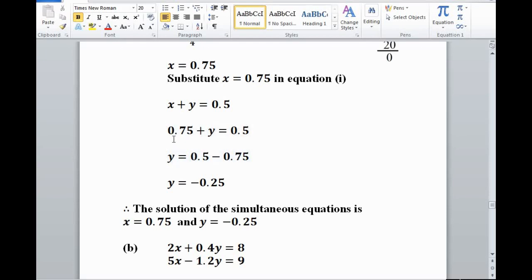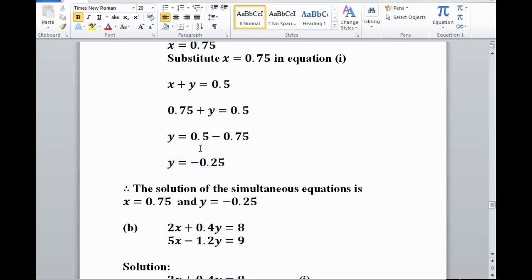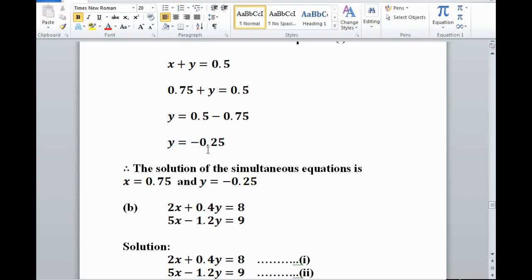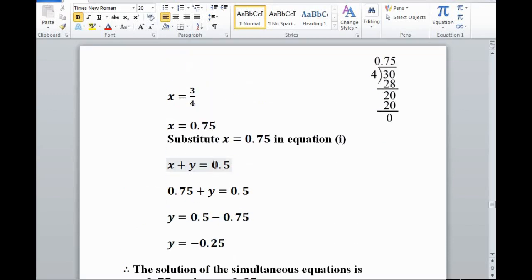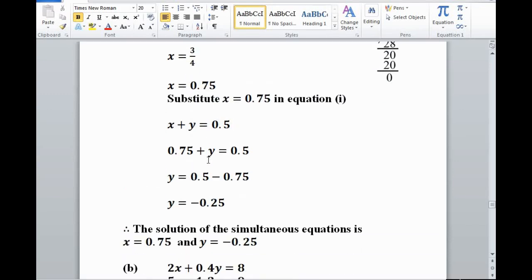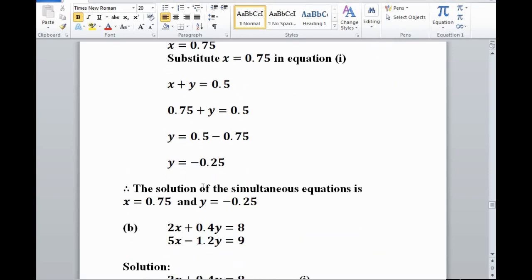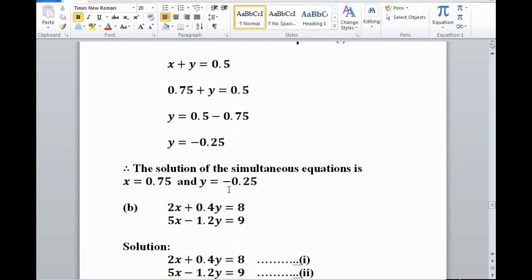Or you can also subtract 0.75 on both sides of this equation, so we can eliminate positive 0.75 from the left hand side. So now subtract 0.75 from 0.5, the difference is negative 0.25. So what was the value of x? I have 0.75, and the value of y is negative 0.25. So therefore the solution of the simultaneous equations is x equals 0.75 and y equals minus 0.25.